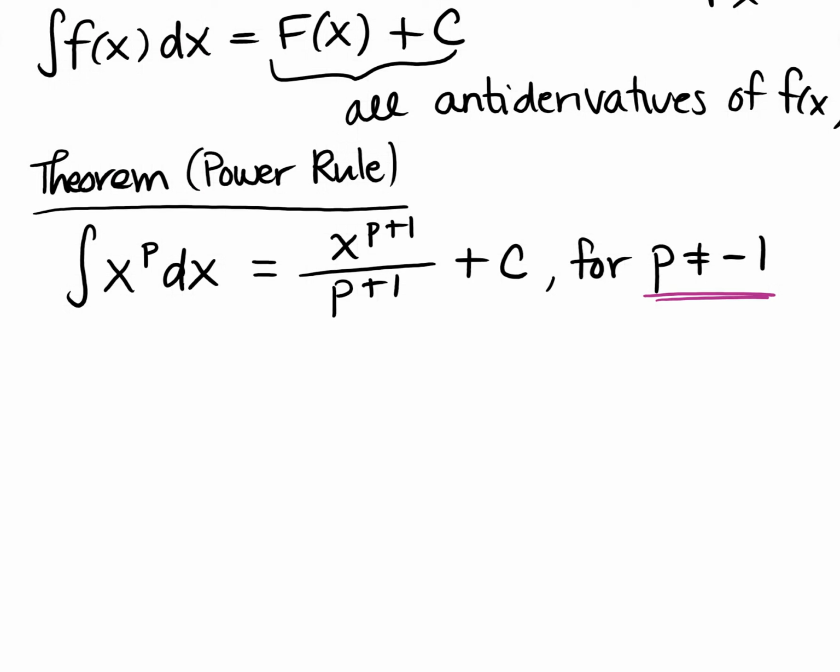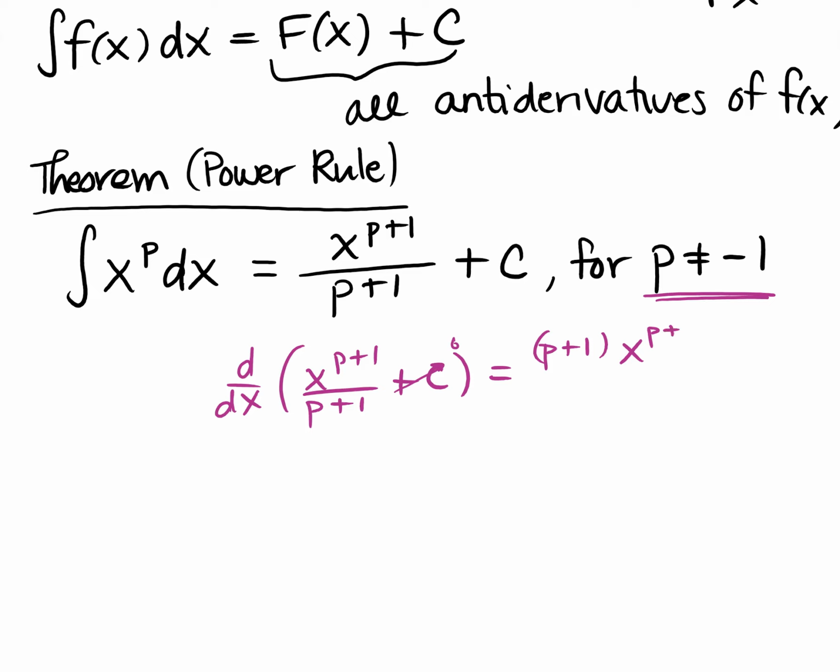Now notice, this works. If we take the derivative of x to the p plus 1 all over p plus 1 plus c, this is how we check everything with antiderivatives. The c goes to 0. Here I would bring the p plus 1 down, and then I would take 1 away. And then the denominator is just p plus 1 because that's just a constant. Notice the p plus 1's cancel, the 1's cancel, and sure enough, I just get x to the p. Yay, this is so exciting.